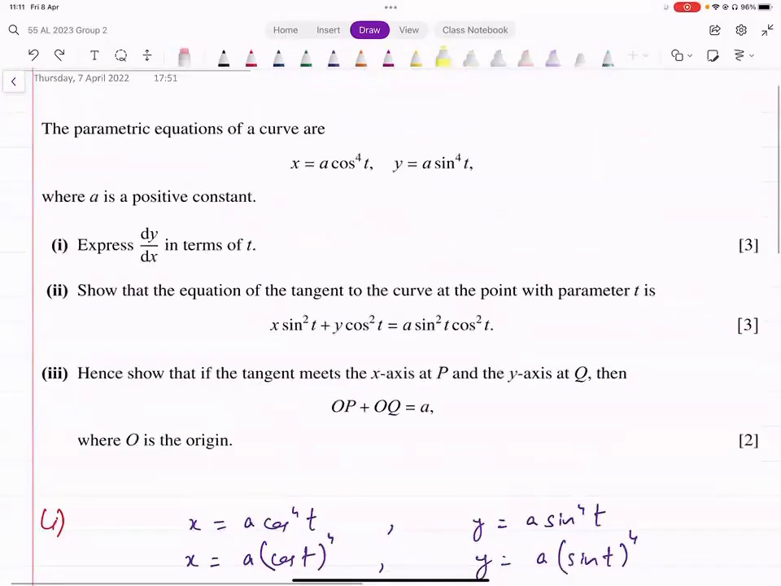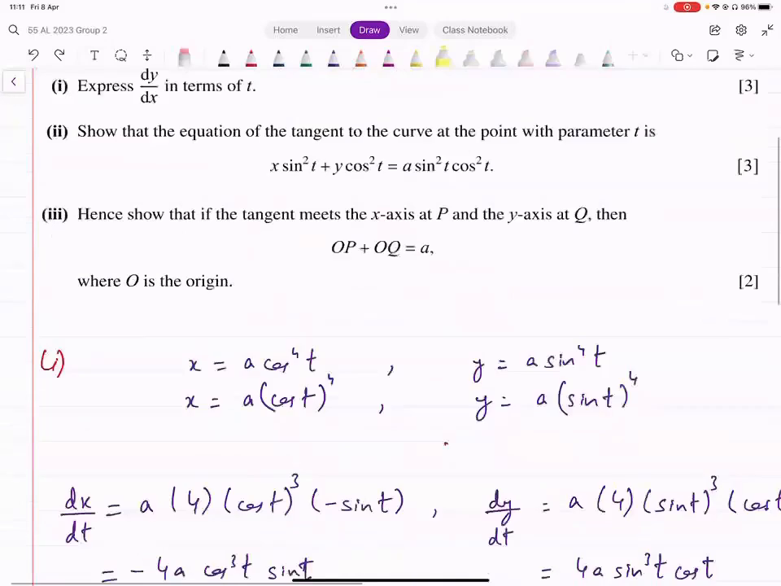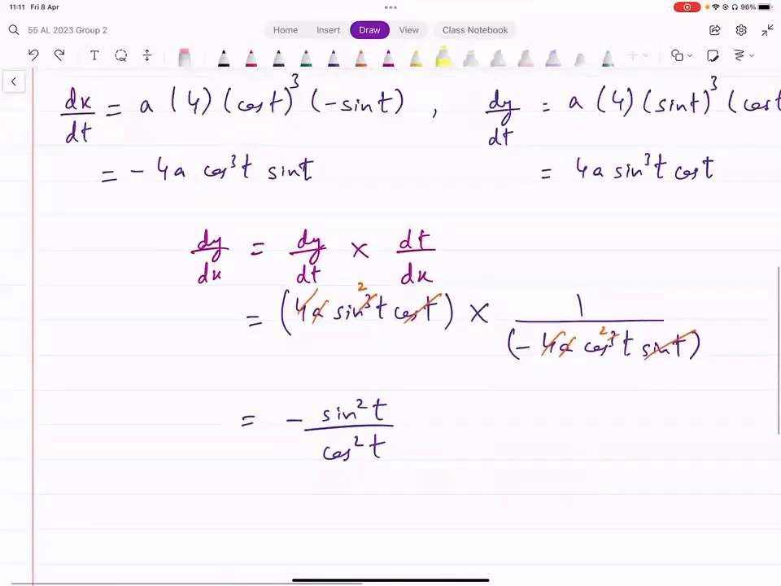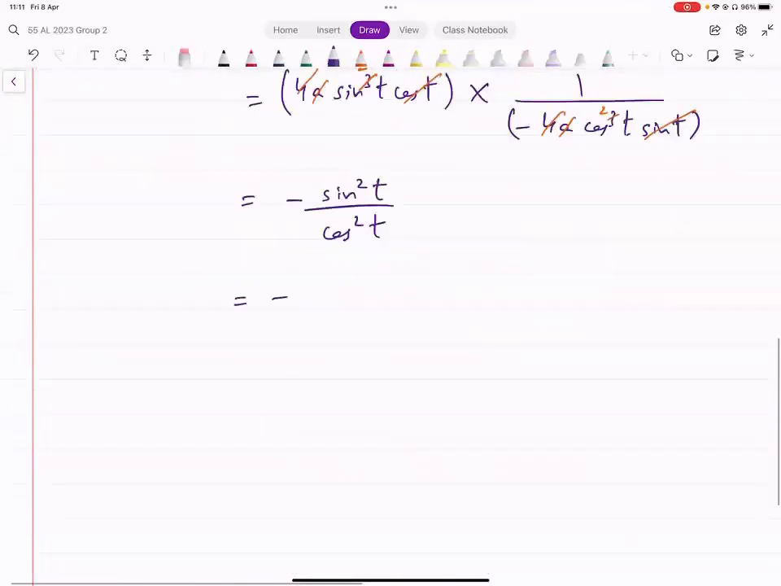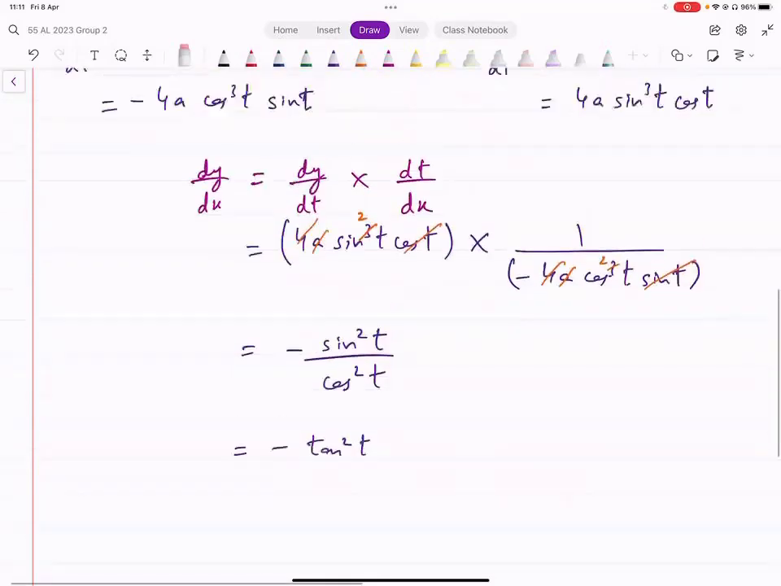जिसने क्या कहा था, express this in terms of t. आप इसको tan की फॉर्म में भी लिख सकते हो if you want. It's actually the same thing as saying minus tan square t, or you can just leave it like that. This is also fine. This is also fine. दोनों तरफ छोड़ सकते हो.